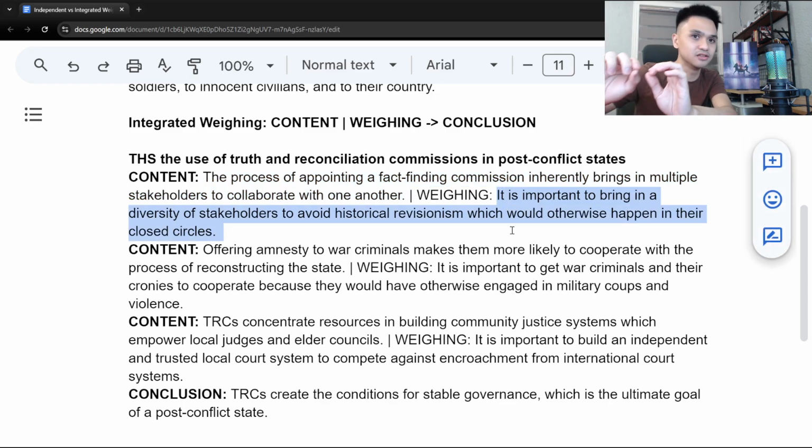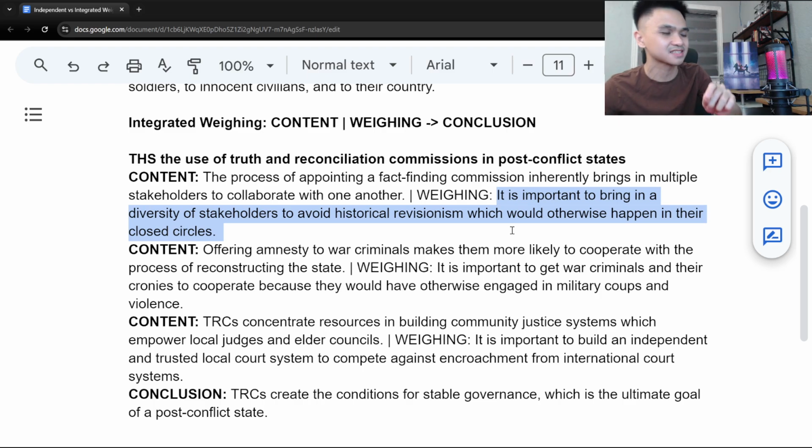Opposition has no social cohesion as a consequence of the disagreement on the basic facts. But number two, it's not only about the facts, it's about we need to offer amnesty to war criminals because we want to make them more likely to cooperate with the process of reconstructing the state. Why is this important? It's important to get war criminals and their cronies to cooperate because they would have otherwise engaged in military coups and violence.